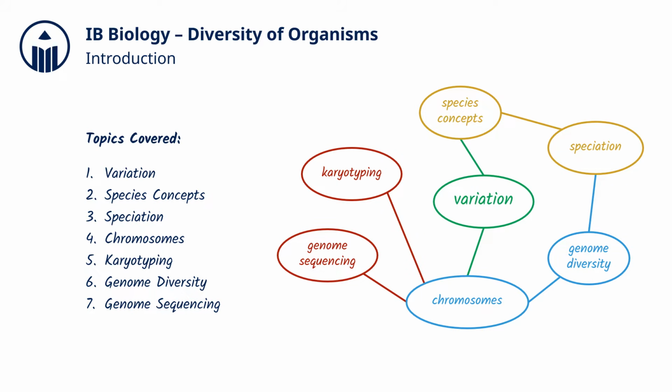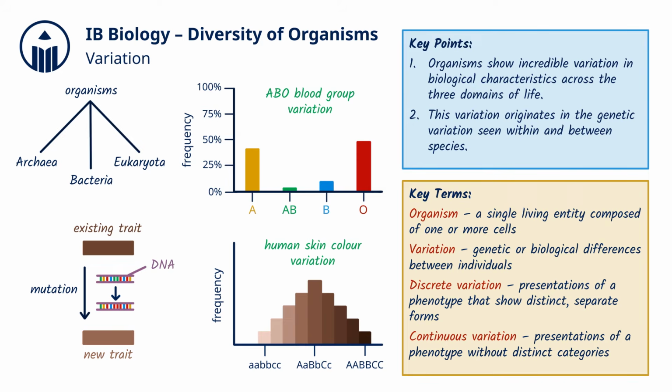By the end of this video, you should be able to explain how this variation arises and discuss some of the issues involved in studying diversity. Life on Earth owes its success to variation. Variation includes all the biological ways organisms can differ from one another across all three domains of life: archaea, bacteria, and eukaryota. These organisms are individual living entities composed of one or more cells.